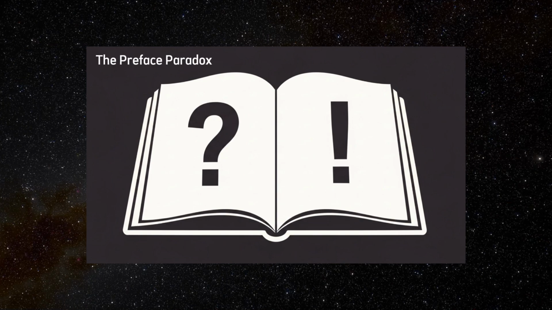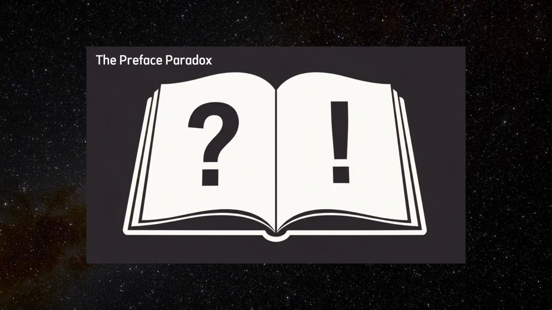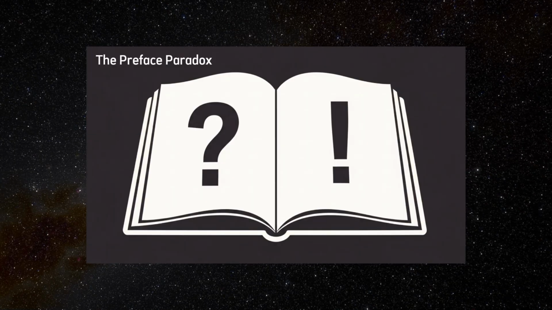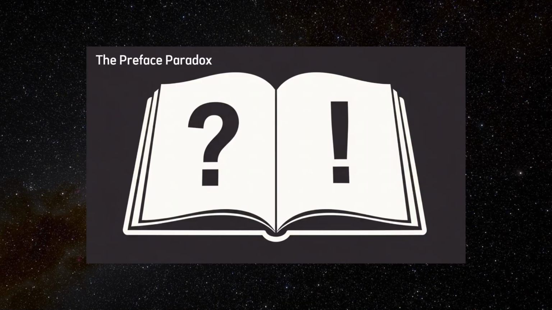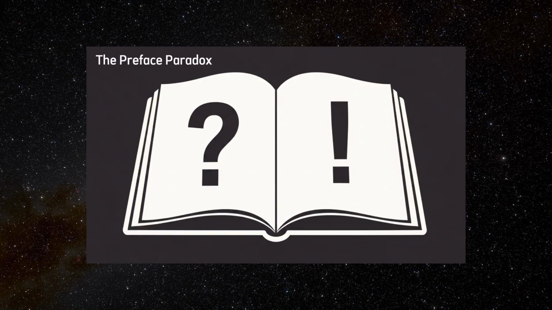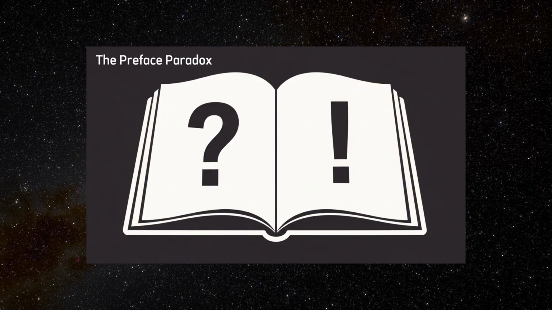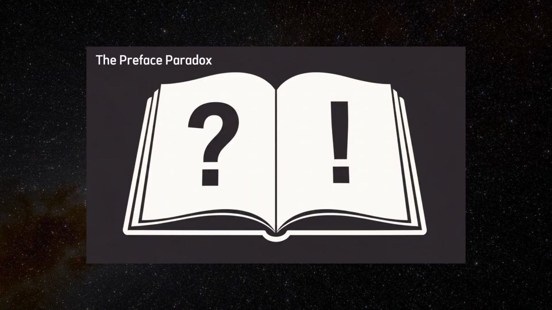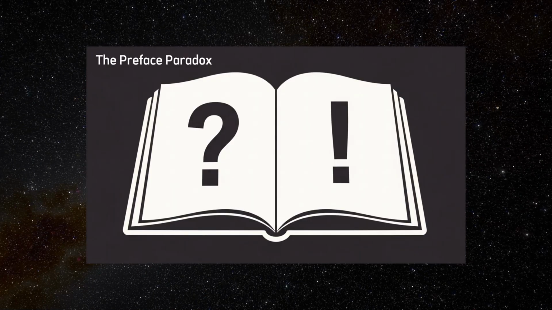However, in the preface, the author candidly admits something like the following: although I believe each statement in this book is correct, I recognize that, given the scope of the material and the fallibility of human knowledge, it is very likely that at least one error remains. Here lies the paradox. The author holds a set of beliefs, one for each individual claim in the book, e.g., claim 1 is true, claim 2 is true, etc.